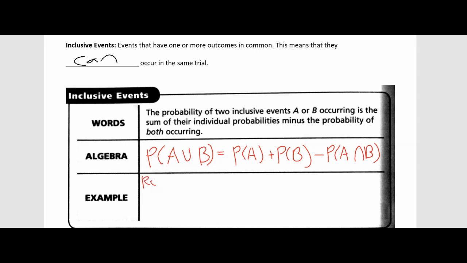So we will say rolling a 1 or an odd number. Well, again, if we look at the different categories here, for rolling a 1, the favorable outcome is 1, right? The number 1. For an odd number, well, we've got 1, 3, and 5. So we can see that there's this overlap, right? 1 counts for both rolling a 1 and for rolling an odd number.